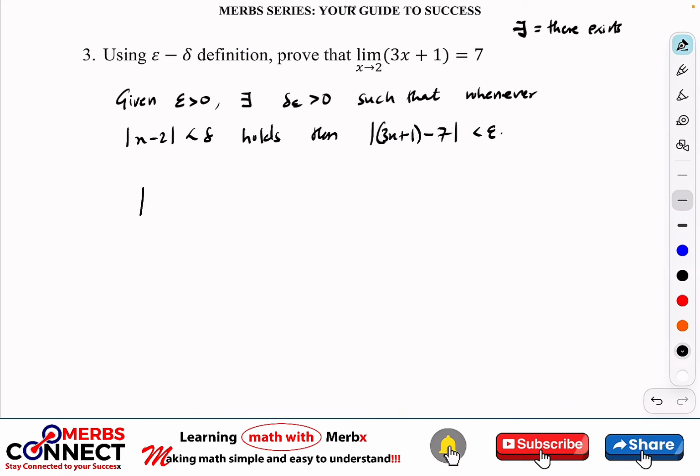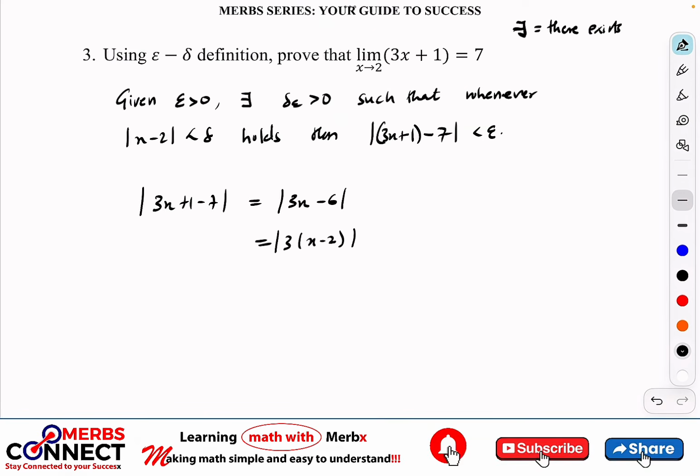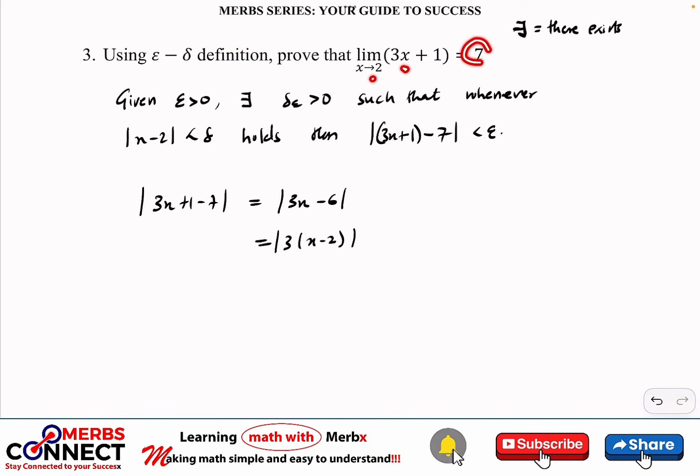So this is the same as 3x plus 1 minus 7. This is the same as absolute of 3x minus 6. And here I can factor 3 out. I love this because you are playing around with it, and you always need to find a strategy of making sure that you prove that this is indeed true, right? But always check, because sometimes if this one is 9, then when you solve it, you are not going to get it to be less than epsilon.